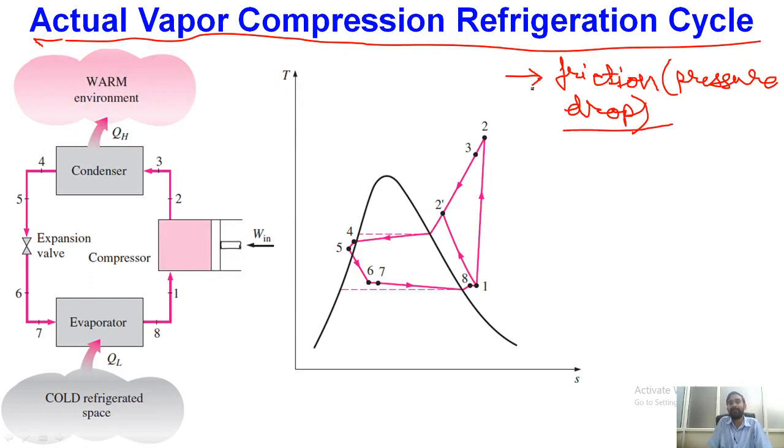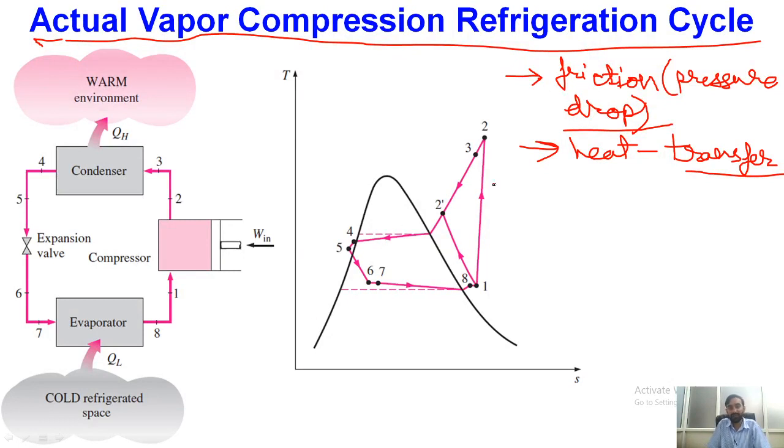And one additional loss will be coming because of the heat transfer. Whenever we are having the arrangement of different components, we are having certain pipelines in between the different components, and majority of the times these pipes are exposed to ambient, and as their temperature is different than the ambient temperature, there will be some heat transfer with the surroundings. So these two are actually the reasons behind the deviation of cycle from the ideal one.